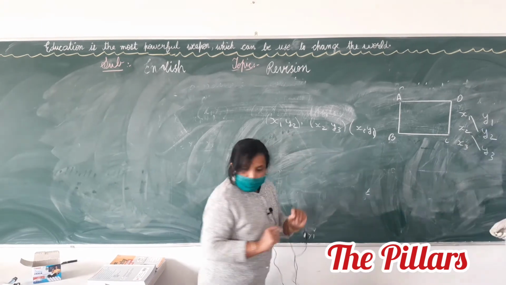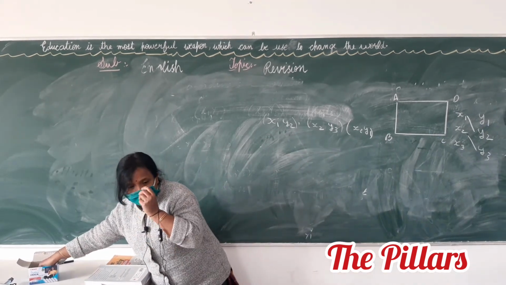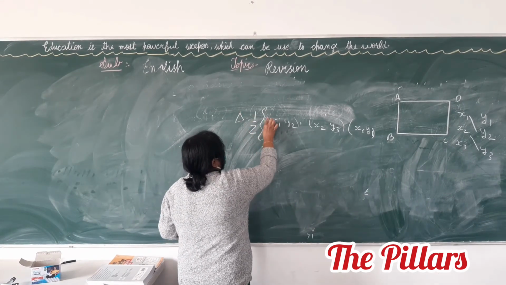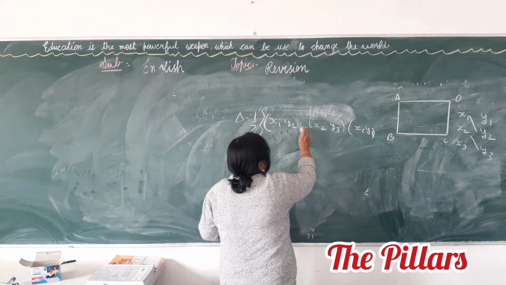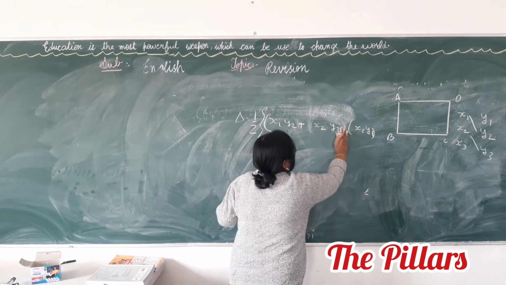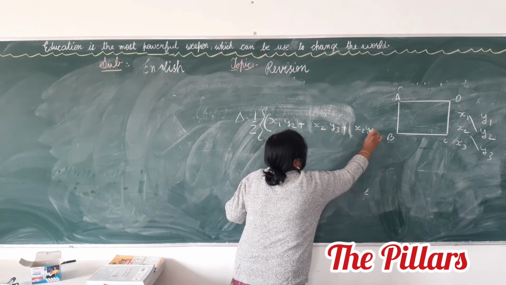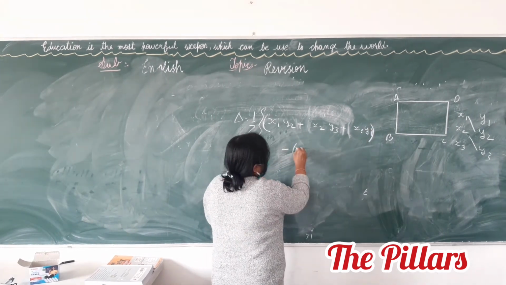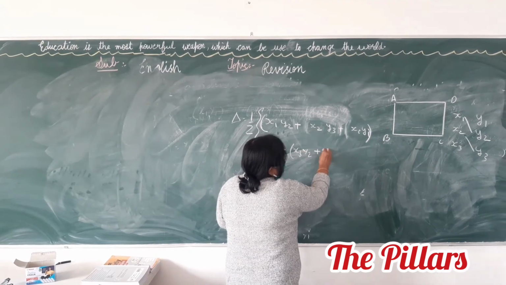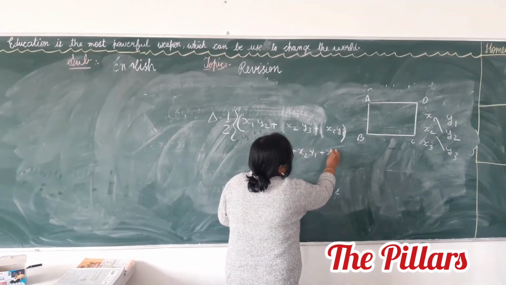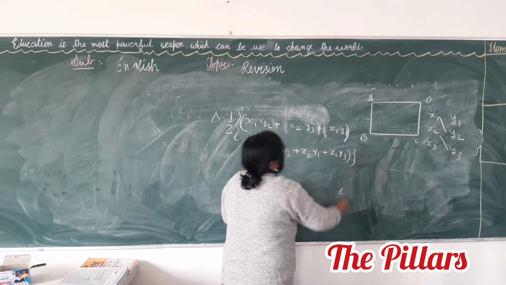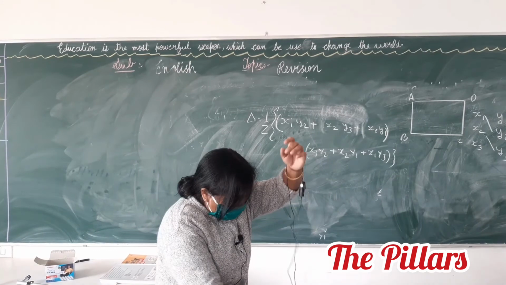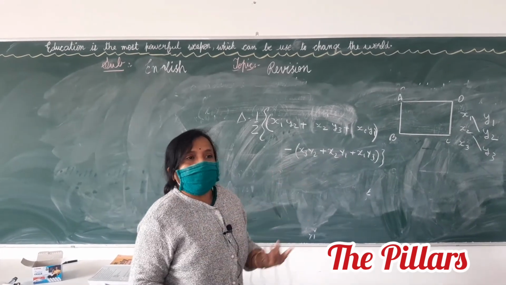See, what mistake you are doing here? Area delta is equal to how much? Half of what? x1 y2 plus x2 y3 plus x3 y1 in one bracket, minus. Then you will start from the bottom. What is that? x3 y2 plus x2 y1 plus x1 y3. Okay? Harshit, tell me, how can you prove 3 points to be linear?